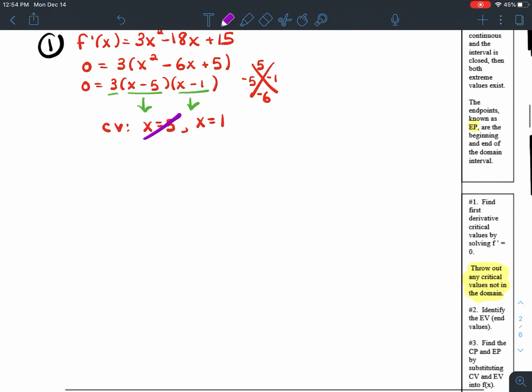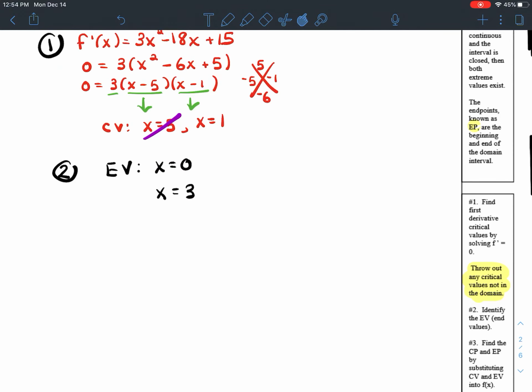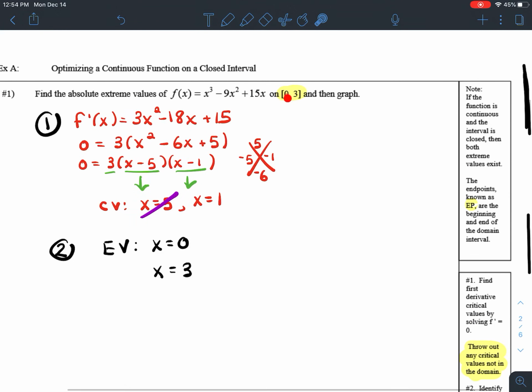Okay, that brings us down here to step number 2. Okay, step number 2 says identify the EV, which are the end values. The end values are simply the x values that are the ends of your domain. That's where x is 0 and that's where x is 3. I'm getting those right from up here where it's defining the domain for this problem.